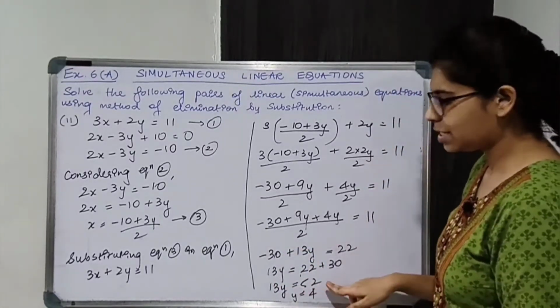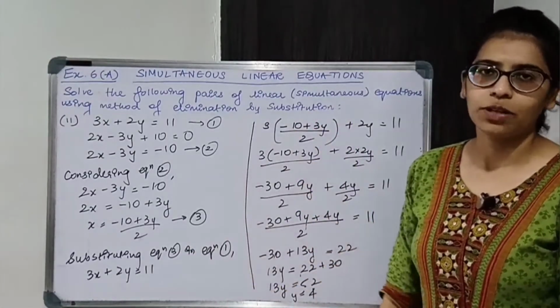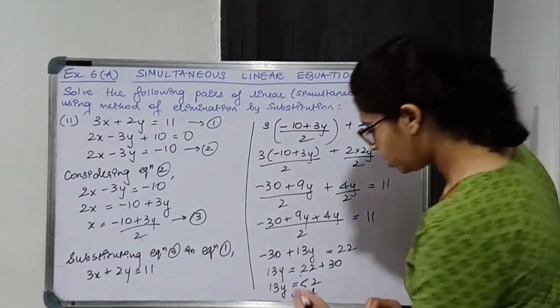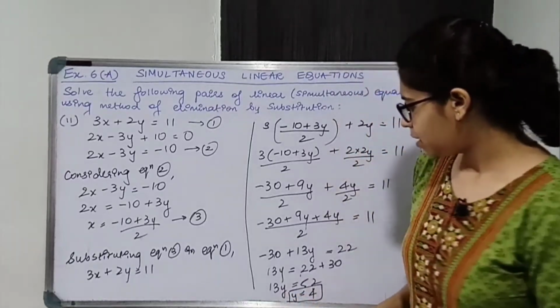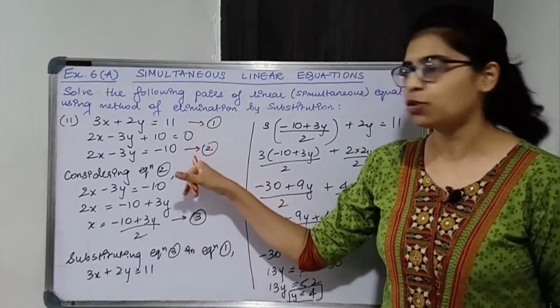Okay. I have not shown the steps. Please show the steps. Y will be equal to 52 by 13, then cancel out and you will get y is equal to 4. Okay. So box this. And now we'll substitute this in equation number 3. You can substitute in 1 or 2 also.